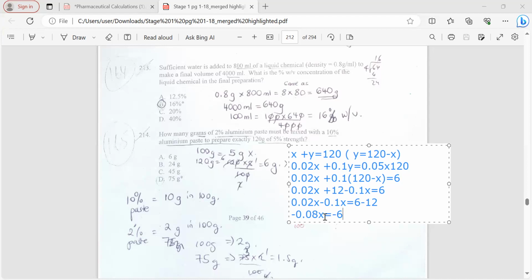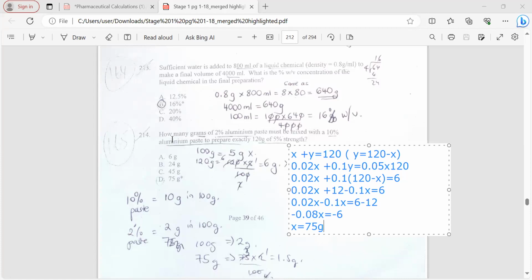Then you divide both sides by negative 0.08. You get x, yes, that's 75 degrees. Yeah. It's just tiring, actually. So anyway.